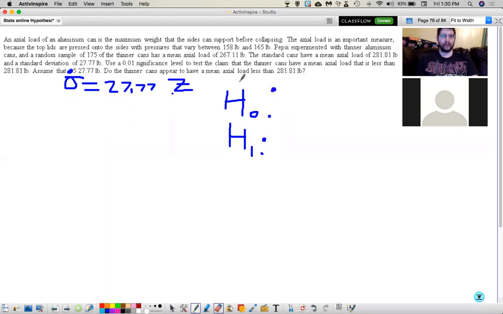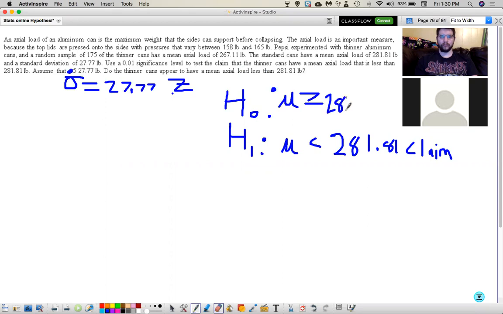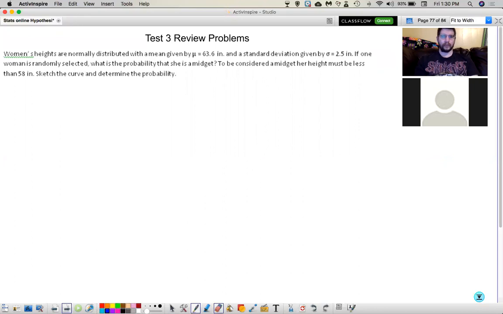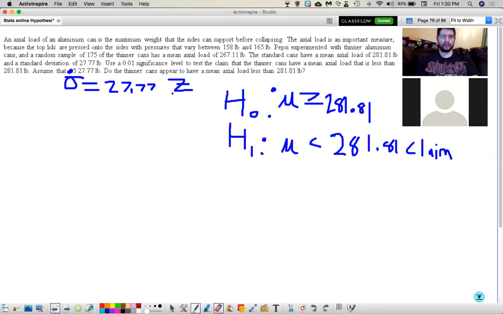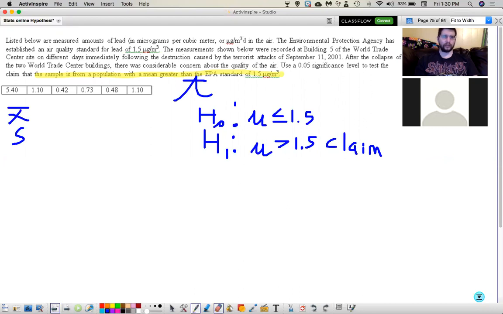Do thinner cans have a mean axial load less than 281.81? So that would be in the alternative again, 281.81, that's the claim. Greater than or equal to would be null. So that would be a Z test for this one. So let's go ahead and do a couple of those. I'm going to do this one. Let's go ahead and start with this one.